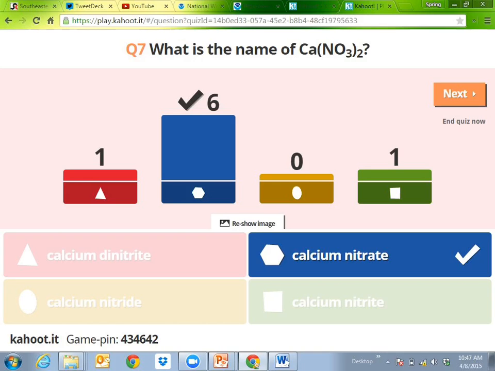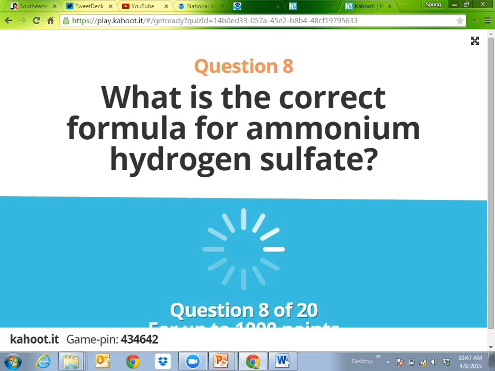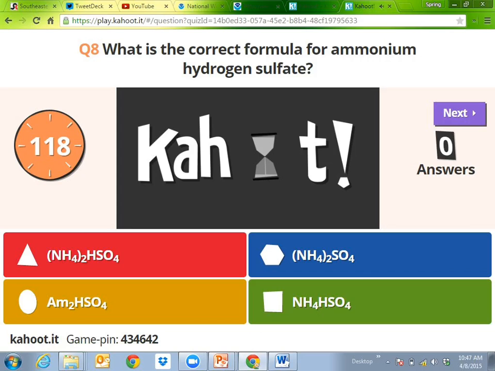Okay. Just time for a few more. Let's see what the standings are. What is the correct formula given this name? You better write the component ions. Ammonium is the cation. Hydrogen sulfate is the anion. Write the component ions and crisscross. Ammonium, hydrogen sulfate.